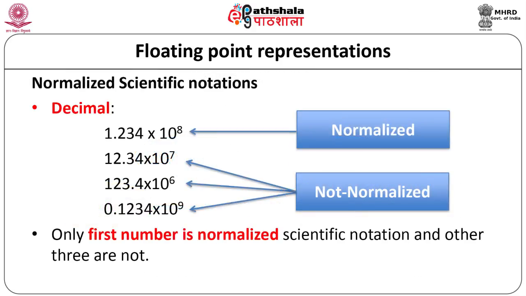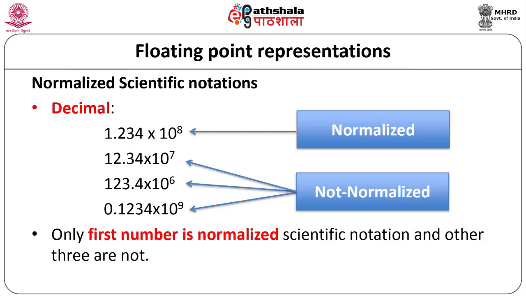The term floating point is used for representation because there is no fixed number of digits before and after the radix point. The radix point can float. A number in scientific notation that has no leading zeros is called a normalized number, which is normally used for computer arithmetic. For example, 1.234 into 10 raised to 8, 12.34 into 10 raised to 7, 123.4 into 10 raised to 6, 0.1234 into 10 raised to 9.